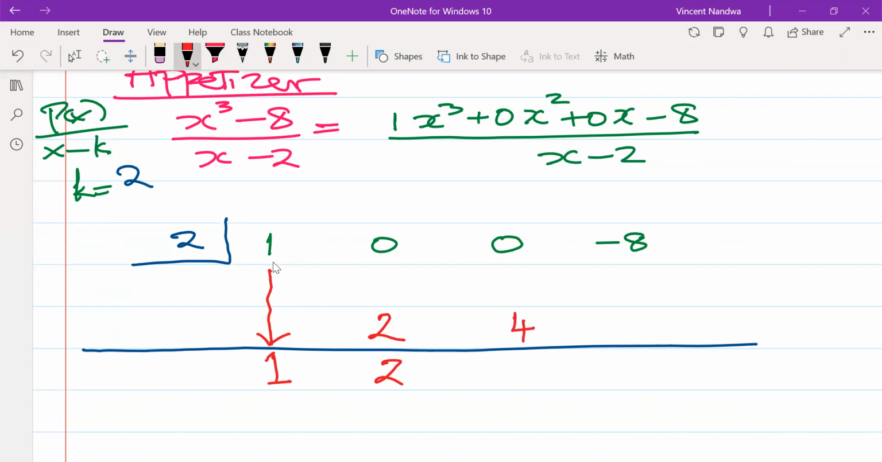So the next step, I'm adding what and what? 0 and 4. 0 and 4 to get 4. Correct. Next step. You take 4 times 2. And then the answer is 8. 8. And when you add, then 0. Correct.